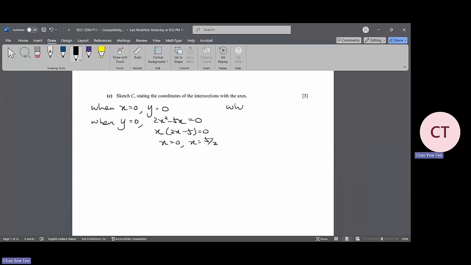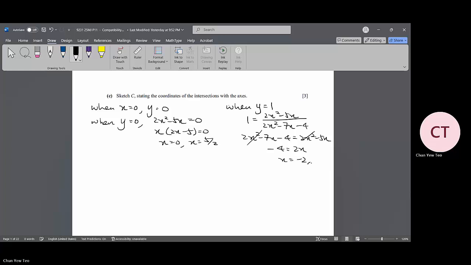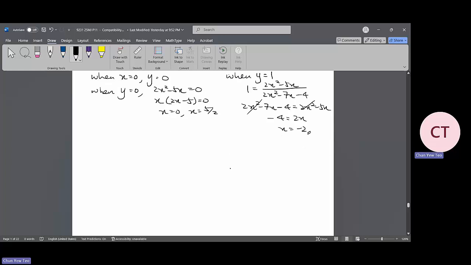So we do one more thing. Other than this, we want to let the y equal to the horizontal asymptote, y equal to 1. So you get 1 equal to (2x squared minus 5x) divided by (2x squared minus 7x minus 4). You will get 2x squared minus 7x minus 4 equal to 2x squared minus 5x. So this one you cancel. You get -4 is equal to 2x. Your x is -2. Okay. So these are the points that we have.